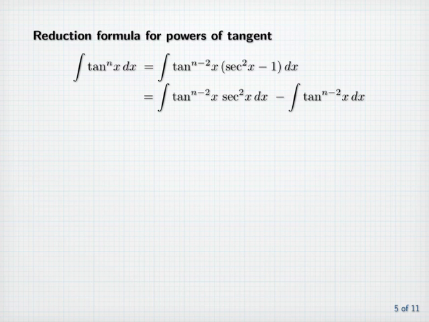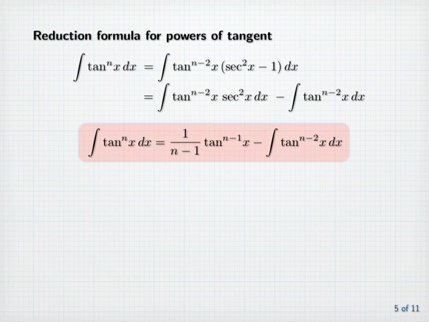So we have that the integral of the nth power of tangent x dx is 1 over n minus 1 times the n minus first power of tangent x minus the integral of the n minus 2 power of tangent x dx. And this is a formula that's valid as long as n is an integer that's greater than 1. So this is a reduction formula that's derived based simply upon a trigonometric identity as opposed to integration by parts.